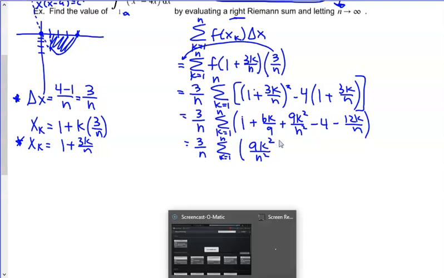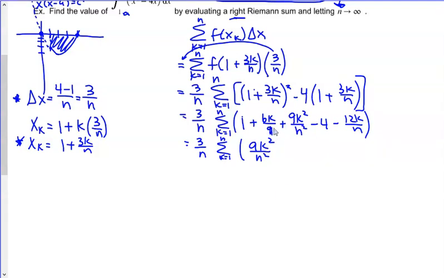And notice I have a 9 instead of an n. Sorry, that should be a 6k over n. I think I said n, but I must have written 9. 6k over n minus 12k over n. There's a common denominator, so I get a minus 6k over n. You want to be very meticulous on these types of problems because there's a lot of places you can make a mistake. Then I'm going to combine my constants. 1 minus 4 gives me a negative 3. So that's my conciseness.